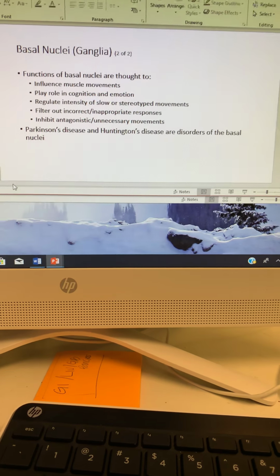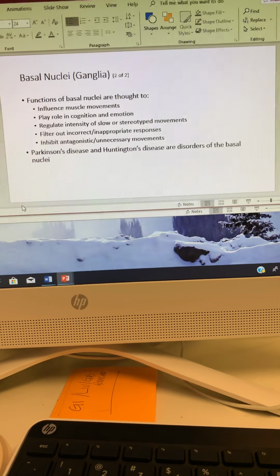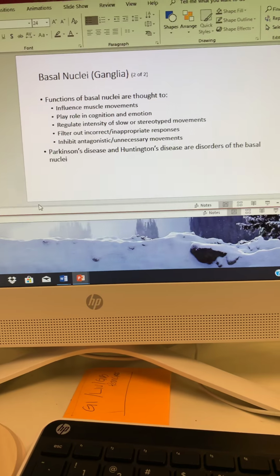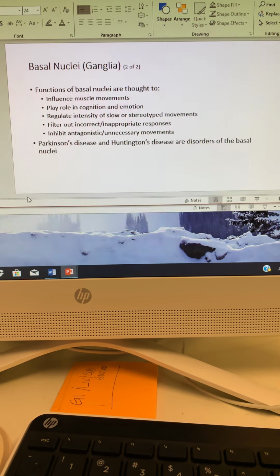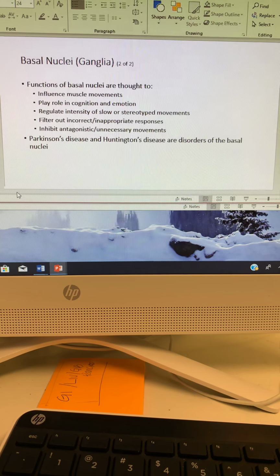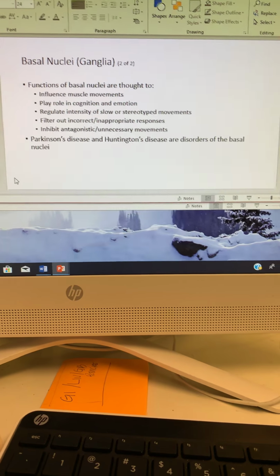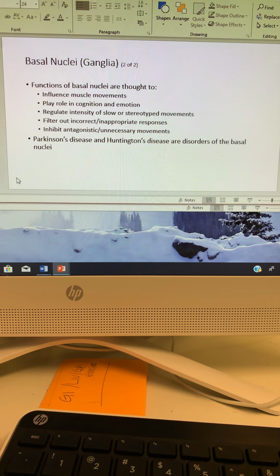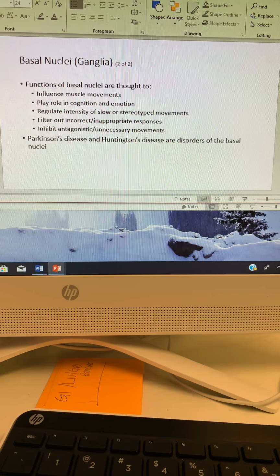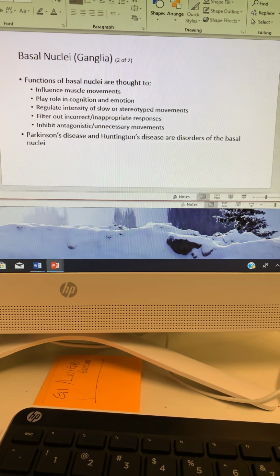So, like I said, the more important functions of the basal nuclei are to influence muscle movements, play a role in cognition and emotion, regulate intensity of slow or stereotyped movements, filter out correct versus incorrect responses, and inhibit antagonistic or unnecessary movements.